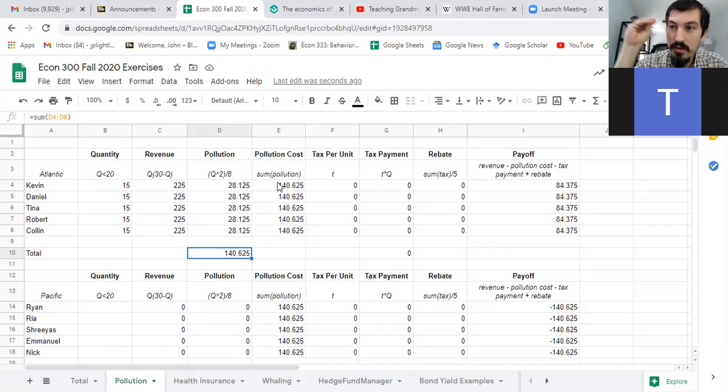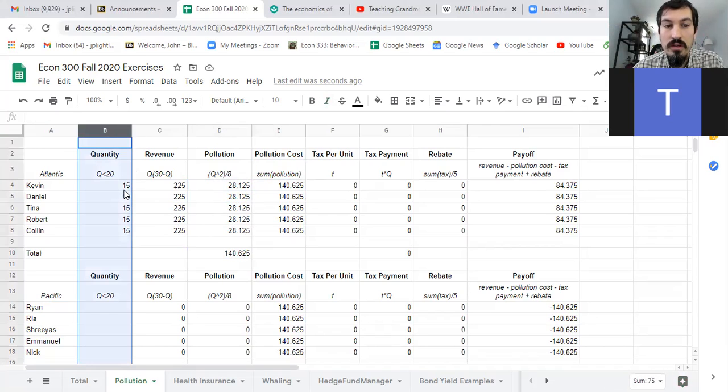So it's critical that you understand this. This cost that Kevin produces of 28, everybody has to pay that cost. Daniel's cost of 28, Tina's of 28, Robert's of 20, all of these costs, everybody pays. So they all pay the sum of the pollution cost. That's what's in this column. You get these first 4 columns?